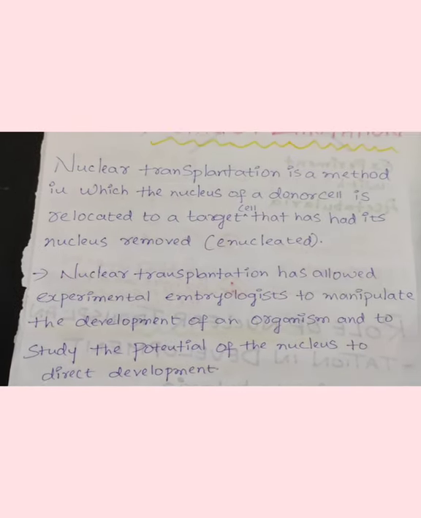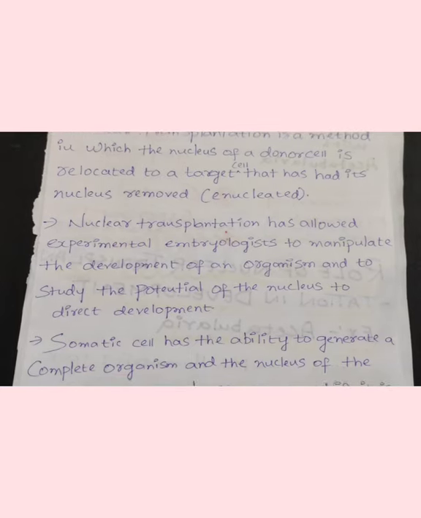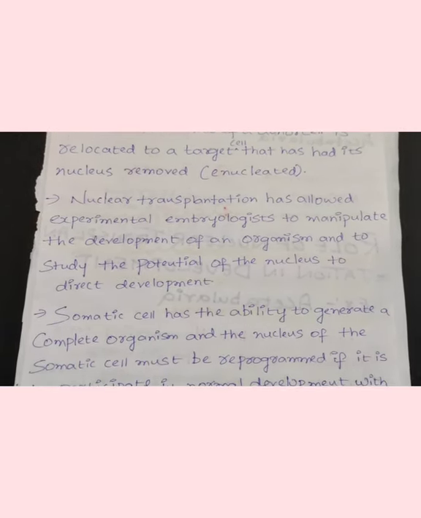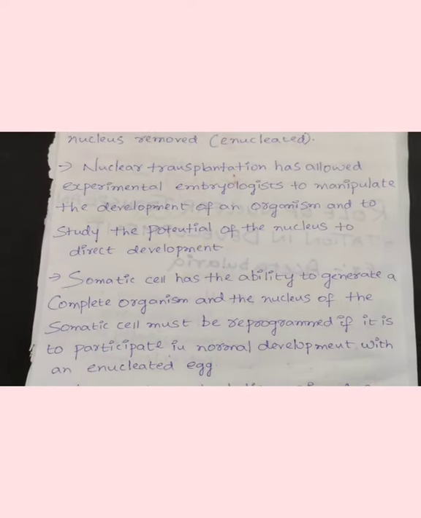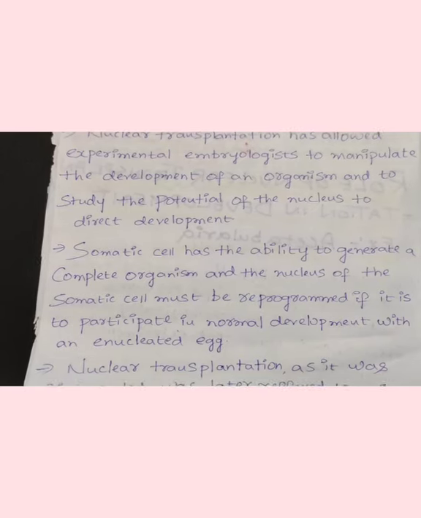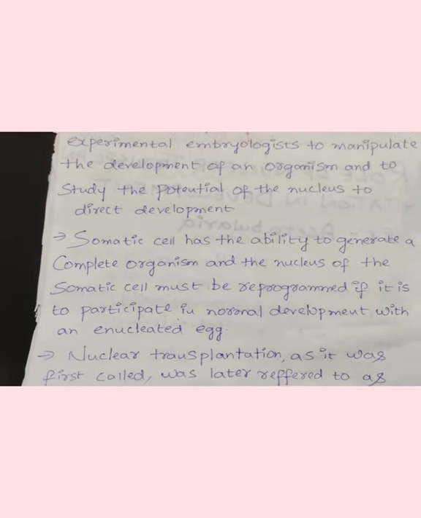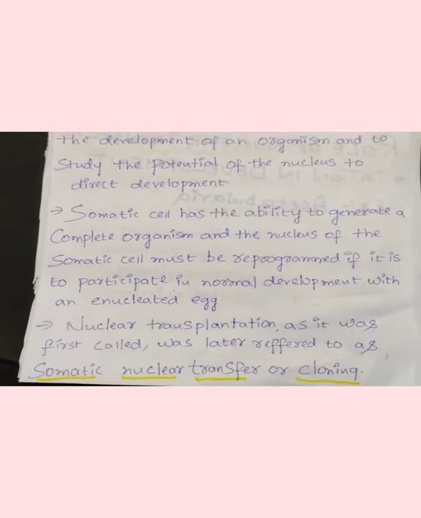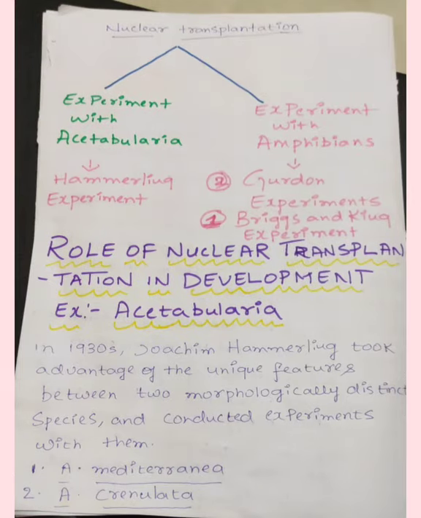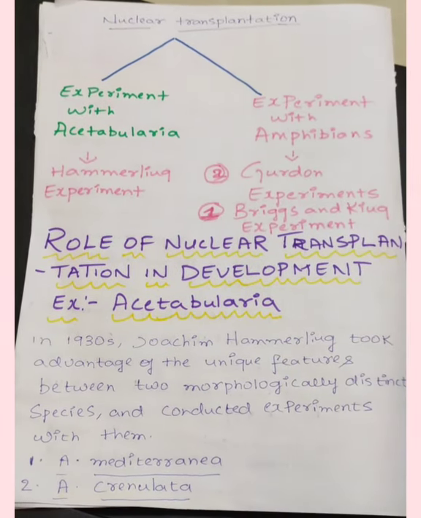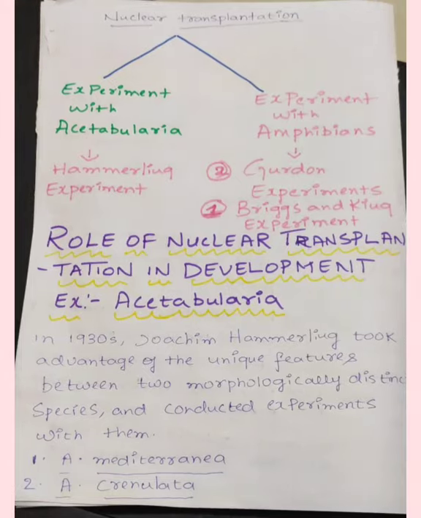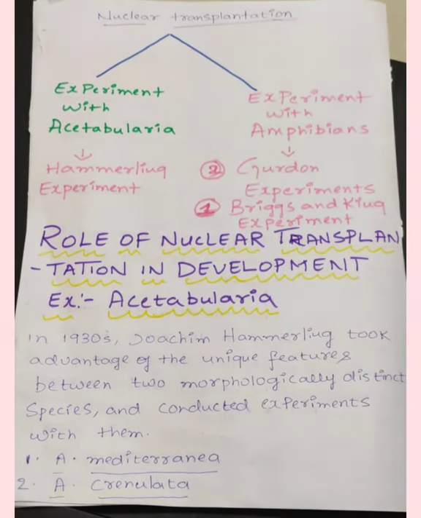nucleus to direct development. Somatic cell has the ability to generate a complete organism, and the nucleus of a somatic cell must be reprogrammed if it is to participate in normal development with an enucleated egg. Nuclear transplantation, as it was first called, was later referred to as somatic nuclear transfer or cloning. Nuclear transplantation experiments was initially performed on Acetabularia and then on amphibians. My topic is on Acetabularia.